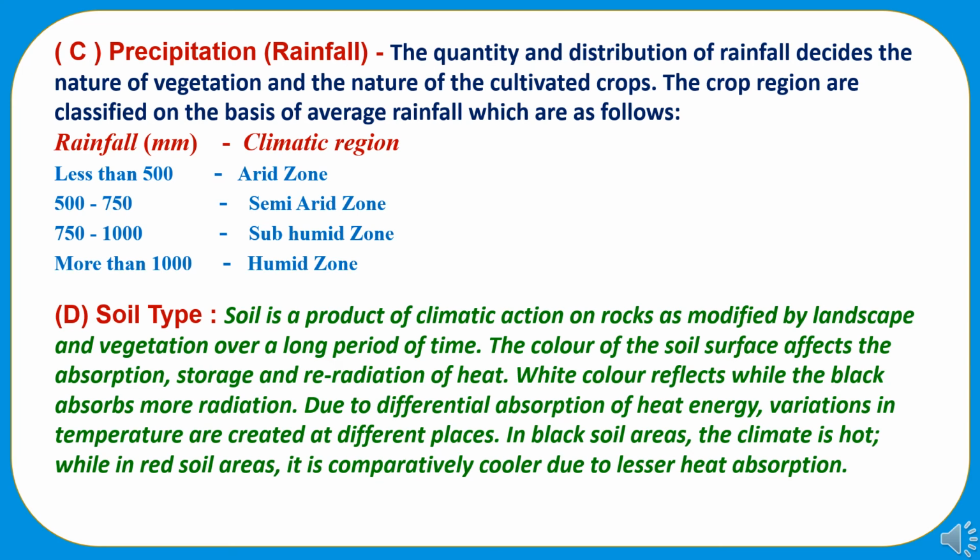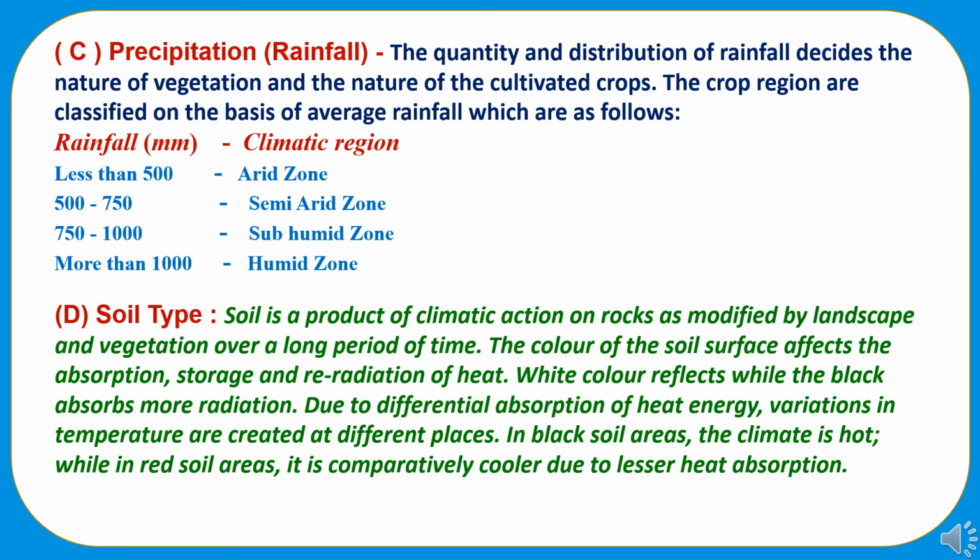Third factor is precipitation, means rainfall. The quantity and distribution of rainfall decides the nature of vegetation and the nature of the cultivated crops. The crop regions are classified on the basis of average rainfall. The areas having rainfall less than 500 millimeters come under climate of arid zone, and the zones having rainfall of 500 to 750 millimeters annually come under semi-arid climatic zone, and the areas having rainfall of 750 to 1000 millimeters come under subhumid climatic region, and the areas having rainfall annually more than 1000 millimeters come under climate zone of humid zone.